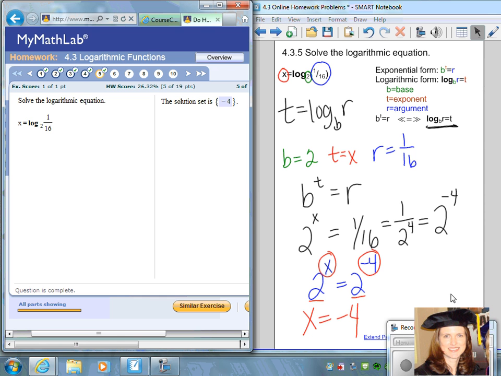So the key in solving these logarithmic equations is identifying this relationship between a logarithmic equation and an exponential equation. If each one has 3 parts, they're just rearranged in each one.